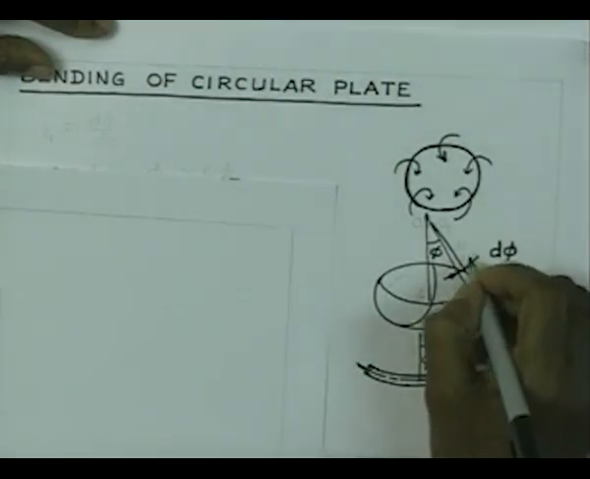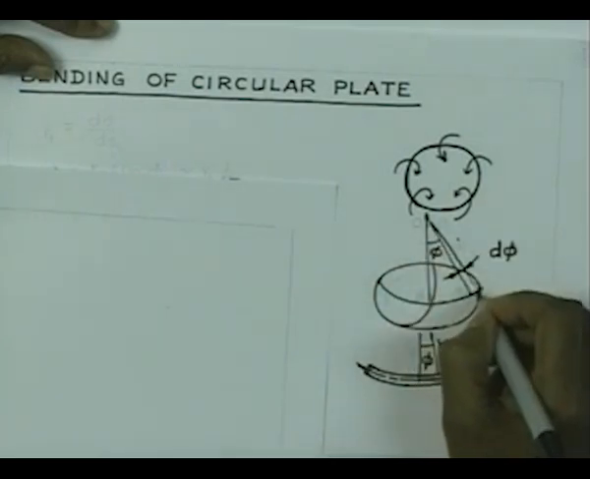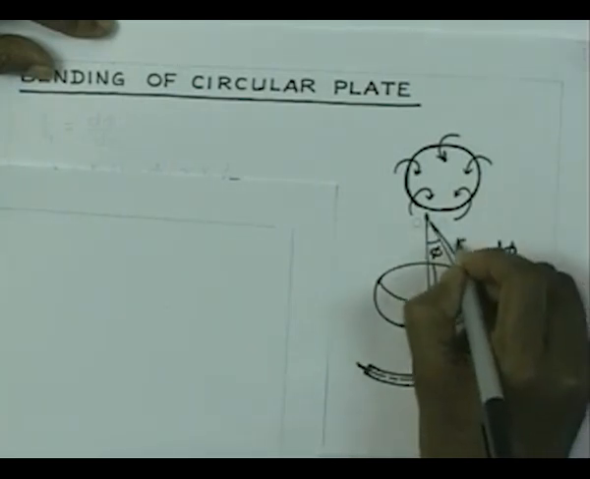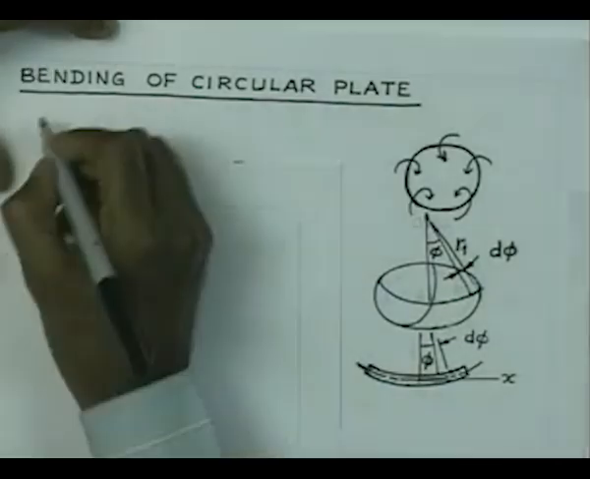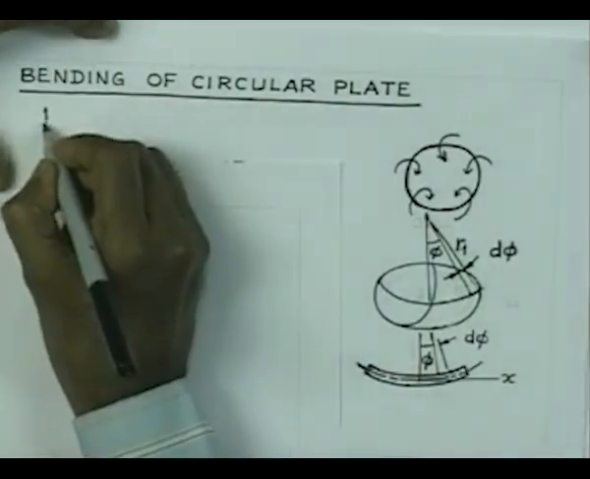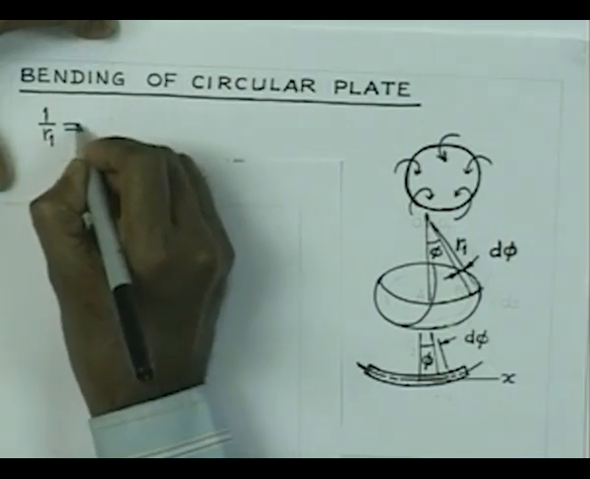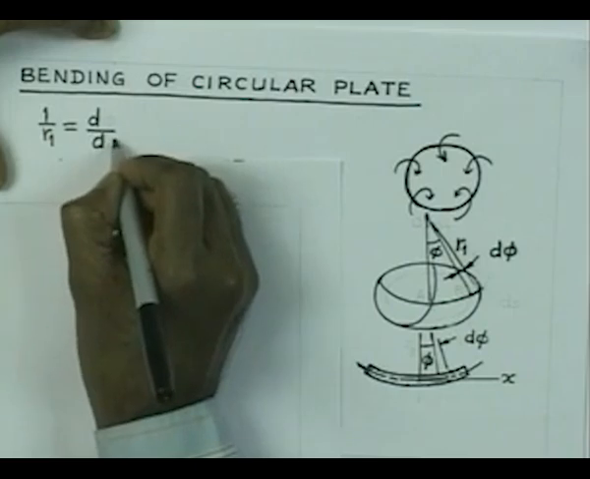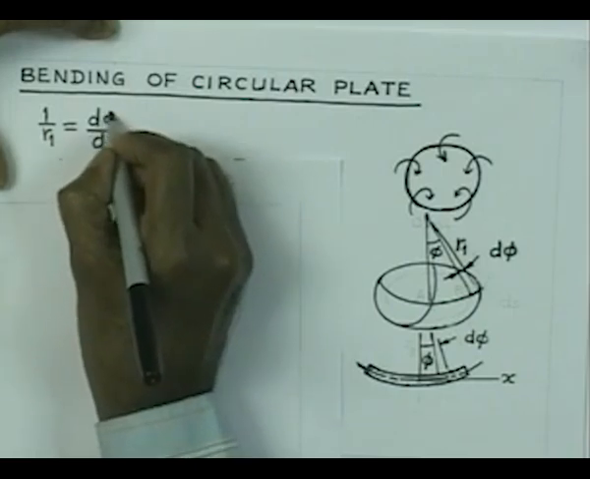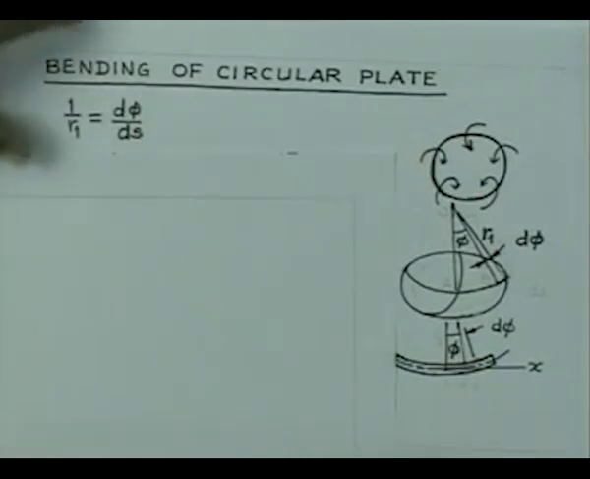This curvature, where this angle is d phi, let us say this curvature which is demonstrated here is equal to r1, and this curvature is given by the rate of change of angle with arc, d phi ds.